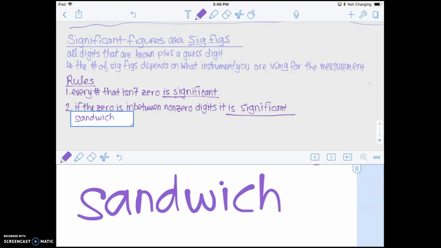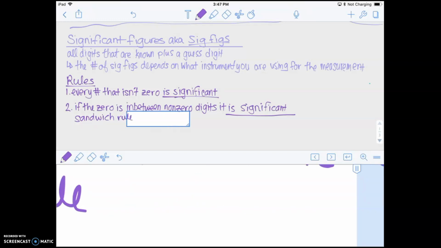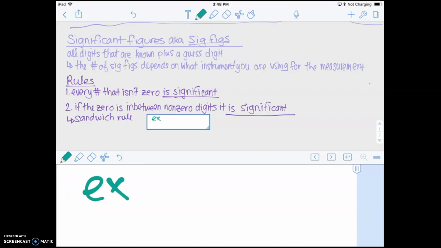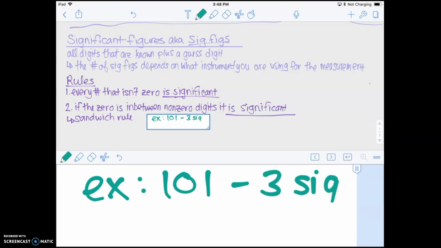Did I spell sandwich right? Okay, yes I did. So this is our sandwich rule, which basically means that your bread is the non-zero digits, and you can have as many zeros in between. So a great example of this would be 101. There are 2 non-zero digits on the end, and there is a 0 in between. That's obviously very, very sandwiched. So right here, we would have 3 significant figures.